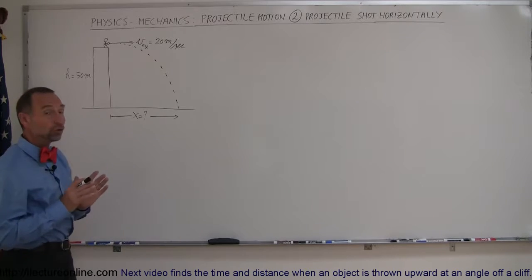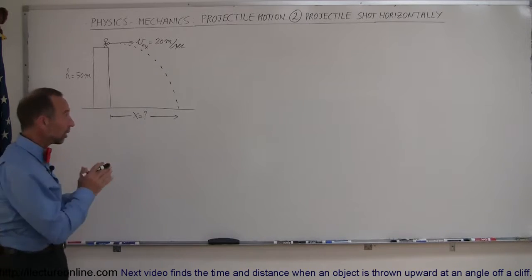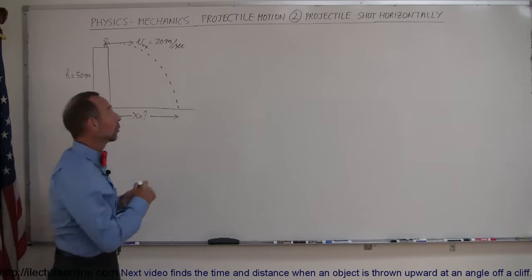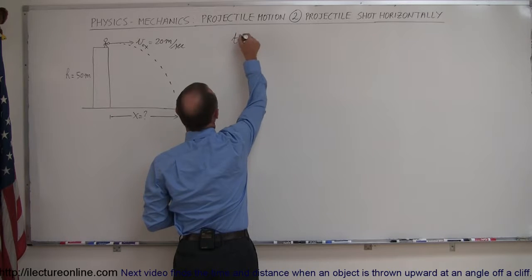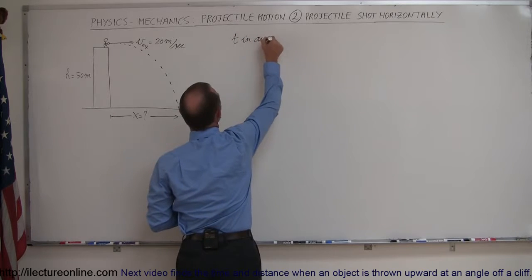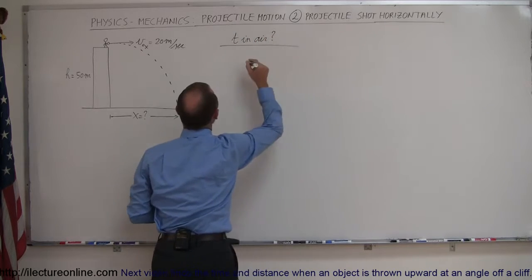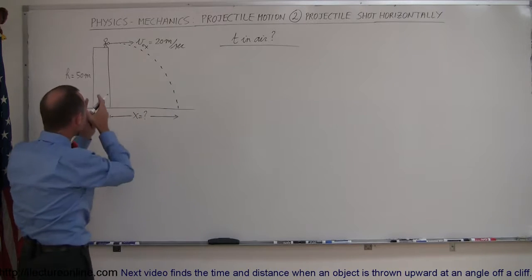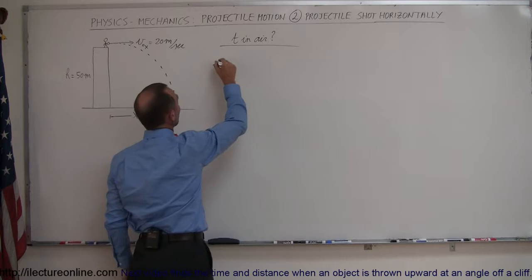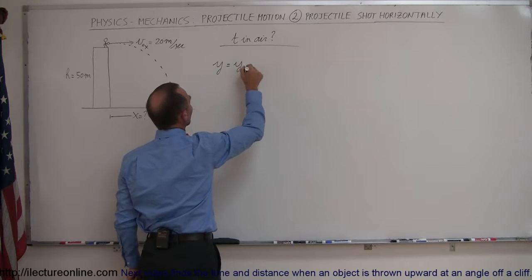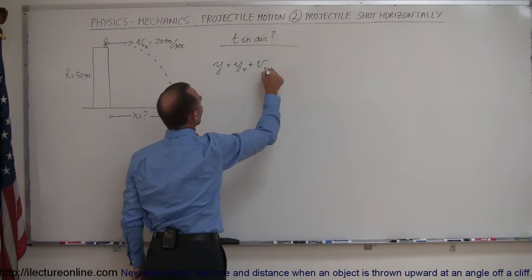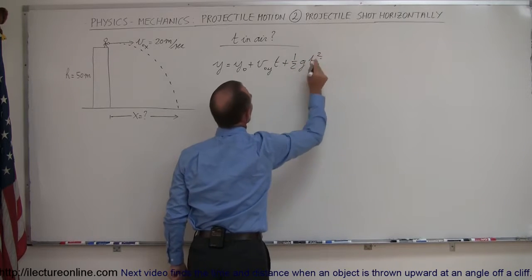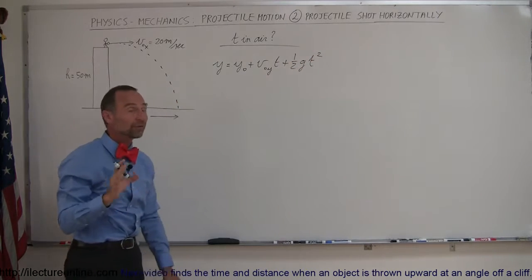The way you usually, not always, but usually, solve these types of problems is you want to figure out how long the object is in the air. So we start out by trying to find time in the air. And you do that by using this equation. Again, remember that the time in the air typically depends only on the vertical motion. So we use the equation y equals y sub naught plus v sub naught in the y direction times time plus 1/2 gt squared.